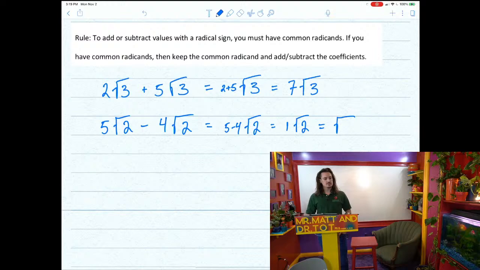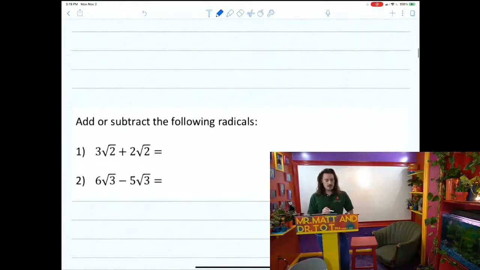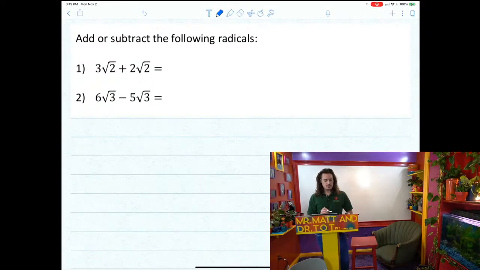If you have any questions, just let me know. I just want to make sure that the iPad catches up to me. But if not, feel free to drop them in the live chat function or in the comments section below if you're watching the recording. Let's look at these two examples. I'll give you 3 minutes. I'd like you to add or subtract the following radicals. We have 3 root 2 plus 2 root 2, and we have 6 root 3 minus 5 root 3. I'll keep track of the time in the upper right-hand corner and update it per minute.